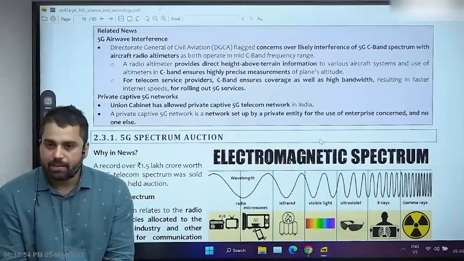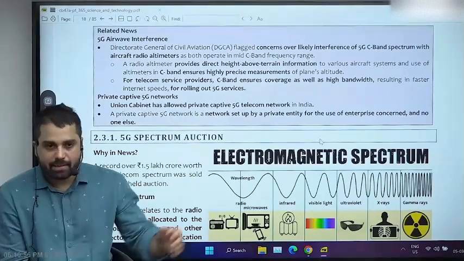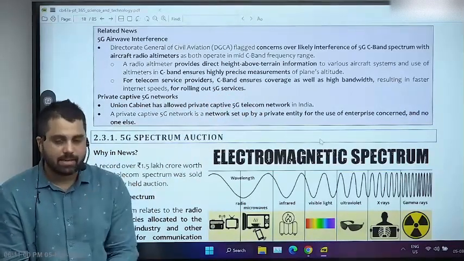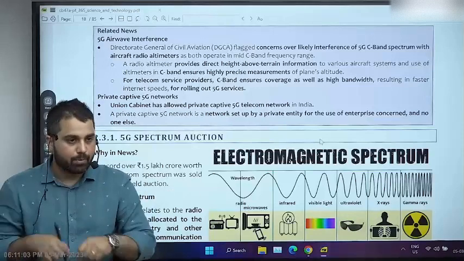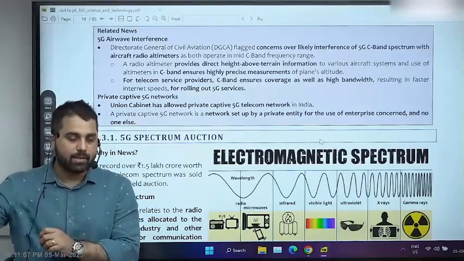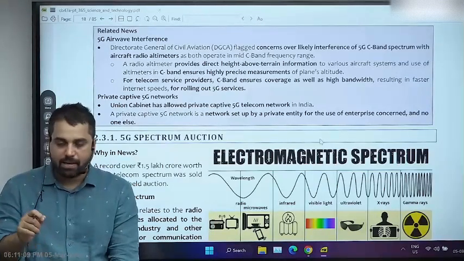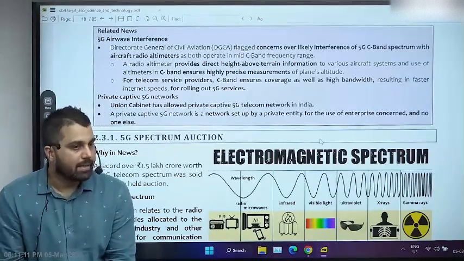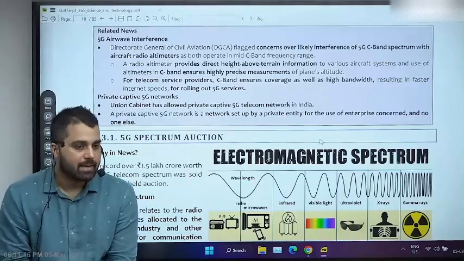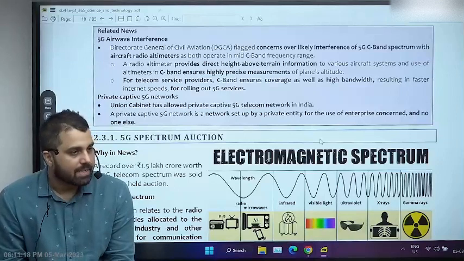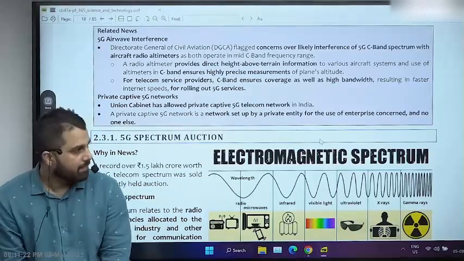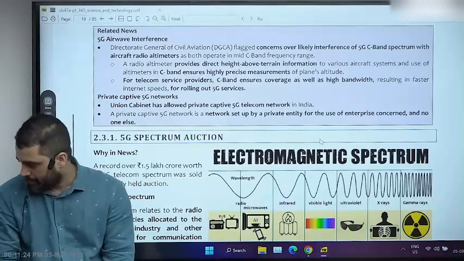So nonetheless this situation was resolved in the US, and similarly some airline companies in India also have complained that for airline communication, especially around airports, you should not allow telecom companies to operate in the particular frequency band, the same frequency band which is being used by airline operators, because that can lead to interference and that can jeopardize the safety of airlines. So that is a concern. Government has basically assured them that this concern will be adequately resolved.